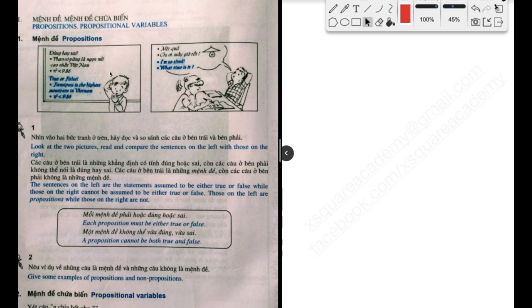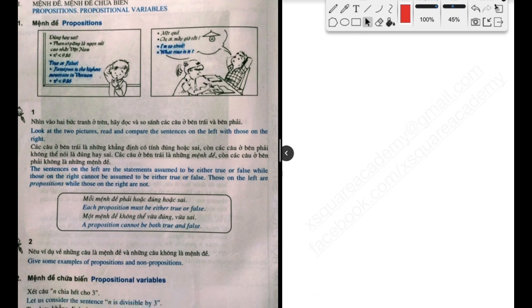You can see both pictures on the left and on the right, and read the statements on them. The picture on the left says: Phan Xi Pang is the highest mountain in Vietnam, and the second statement is: pi square is less than 9.86. The picture on the right says: I'm so tired, and what time is it?